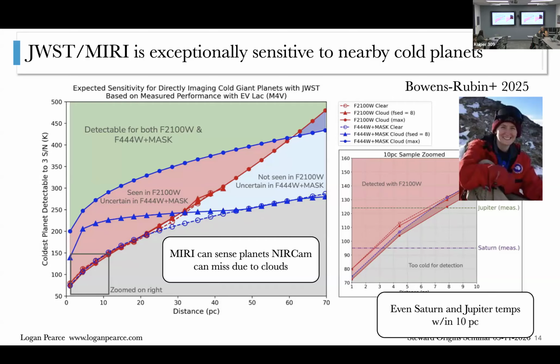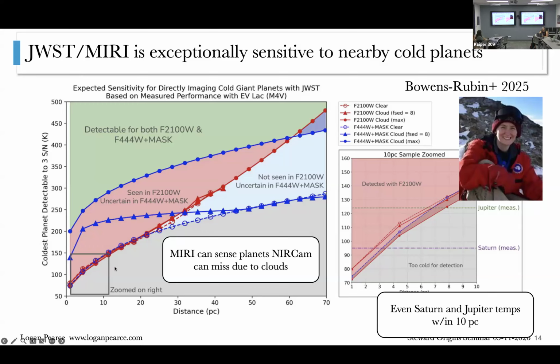They recently had a paper showing that MIRI is exceptionally sensitive to really cold planets in the nearest systems and will catch planets that NIRCam, which is a shorter wavelength instrument on JWST, will miss. So this plot shows distance to a system versus the coldest planet that can be detectable at 3 sigma, with NIRCam in blue and MIRI in red. And in this red shaded region here, these are planets that would be detected by MIRI but missed by NIRCam.